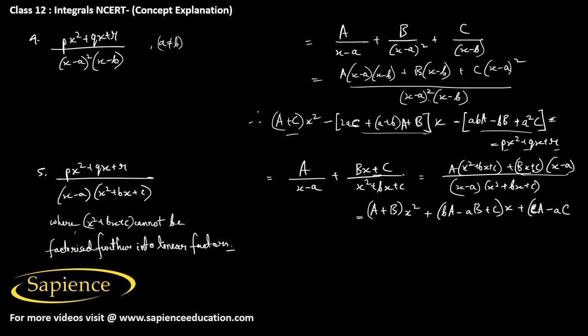Okay, so this will be equal to px square plus qx plus r. So this will be equal to p, this will be equal to q, and this will be equal to r. So three unknowns and three equations, so we can find out the values of a, b, and c. So we can understand these formulas of partial fractions by using some examples.